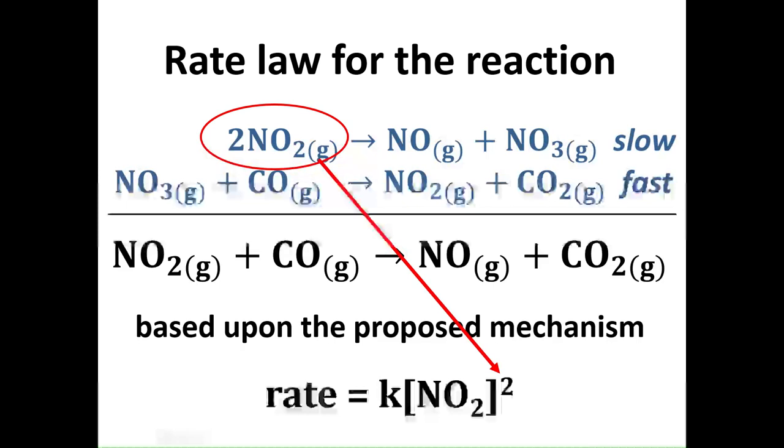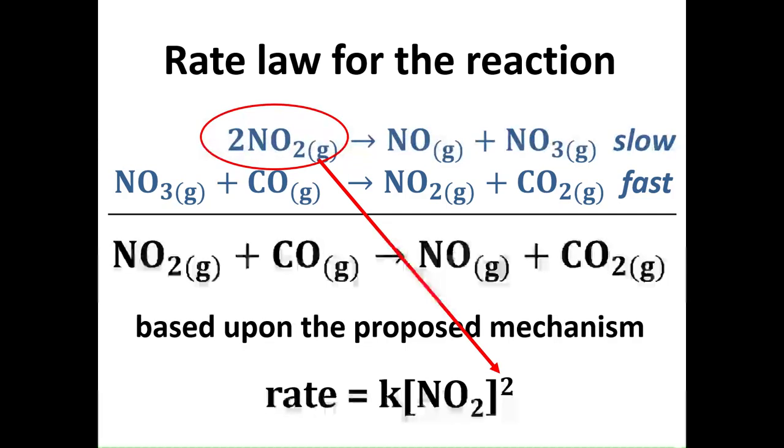Remember, the slowest step determines how fast the reaction runs because it's the one that takes the longest to run. So you could never expect to complete the reaction from start to finish, starting with all the reactants and ending with all the products, any faster than you can run the slowest step in the reaction mechanism. So you can see for this example why we must have NO2 squared in the rate law.